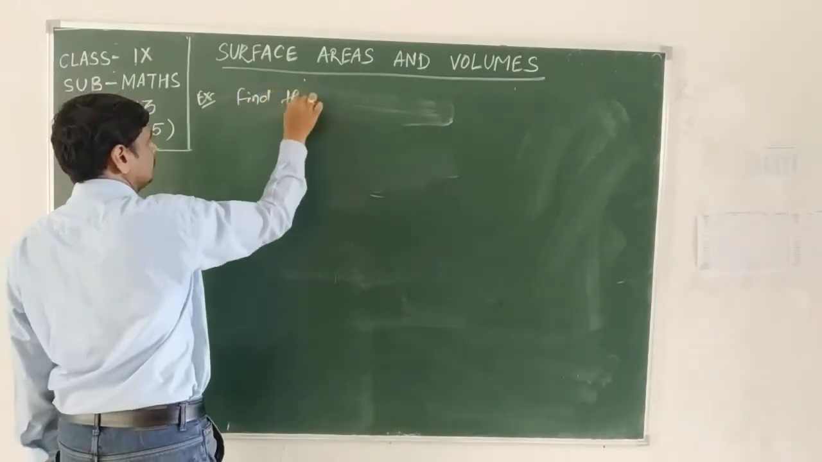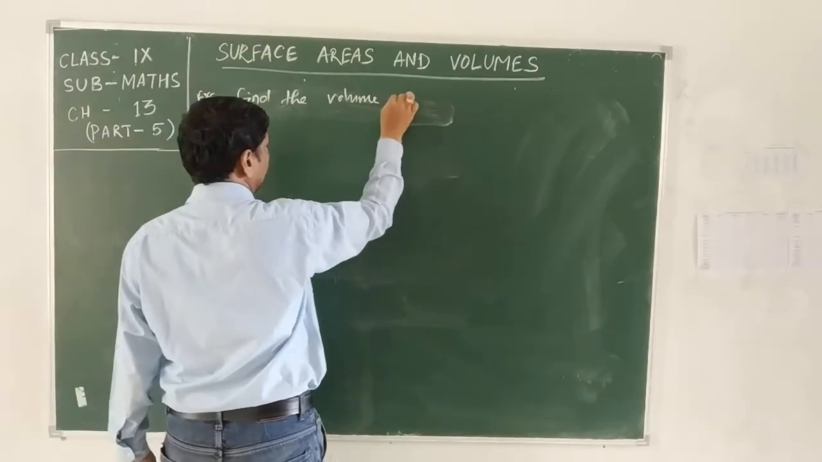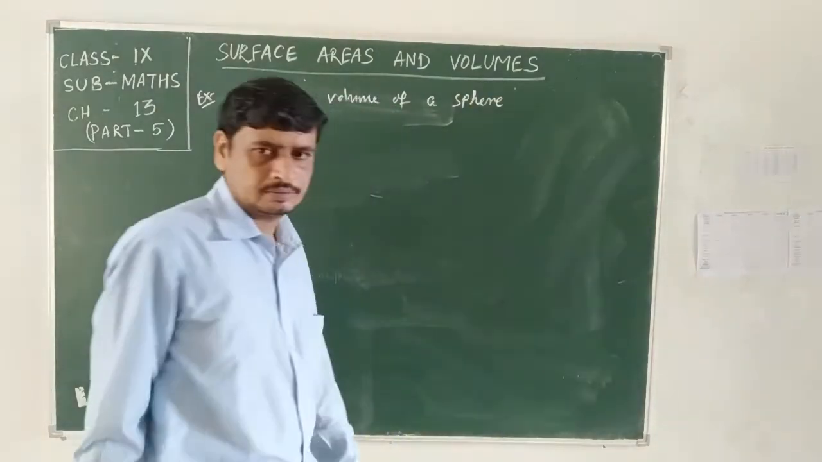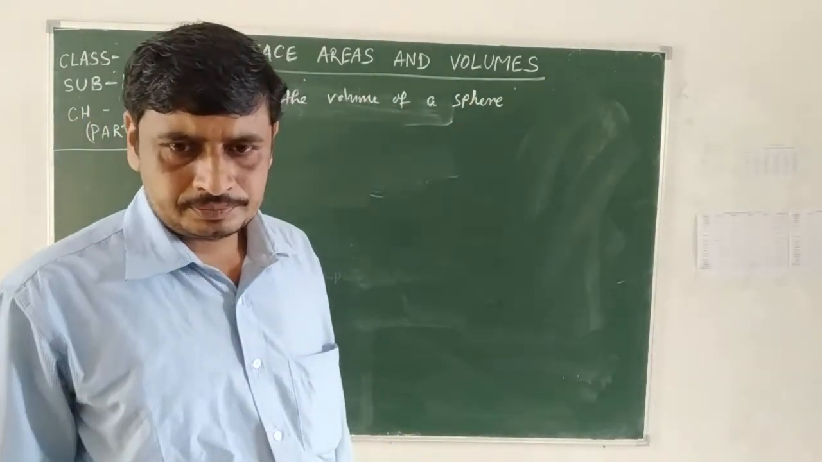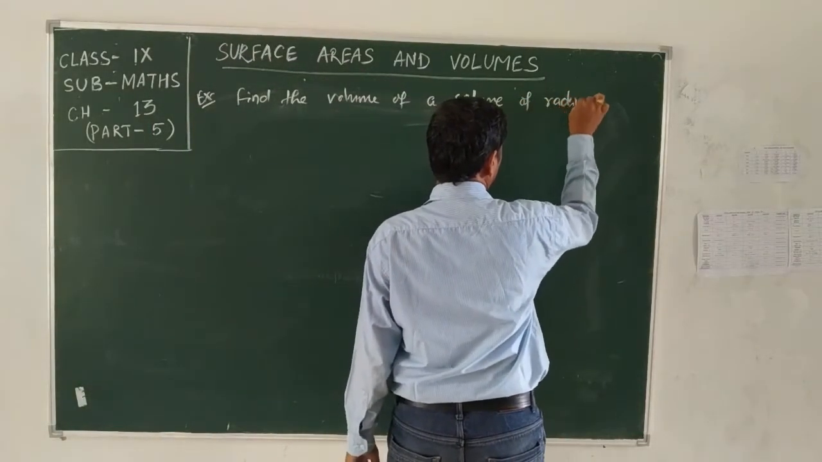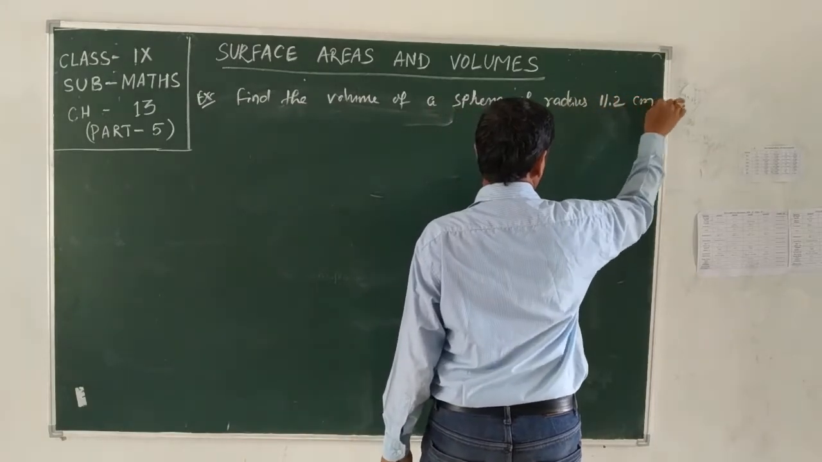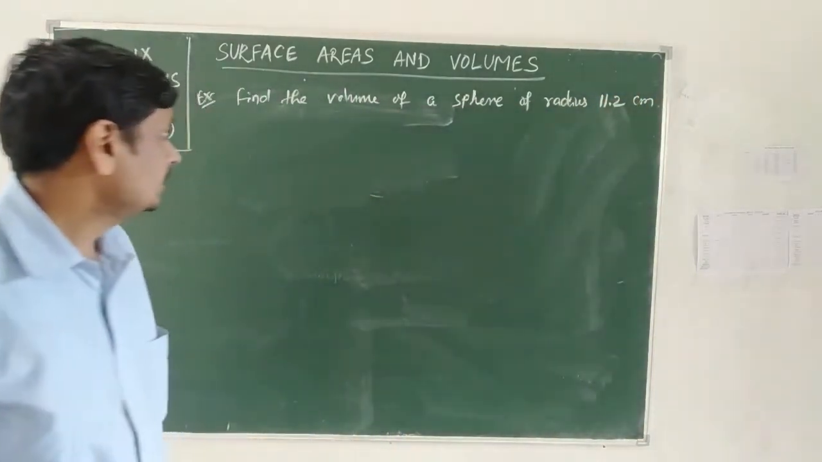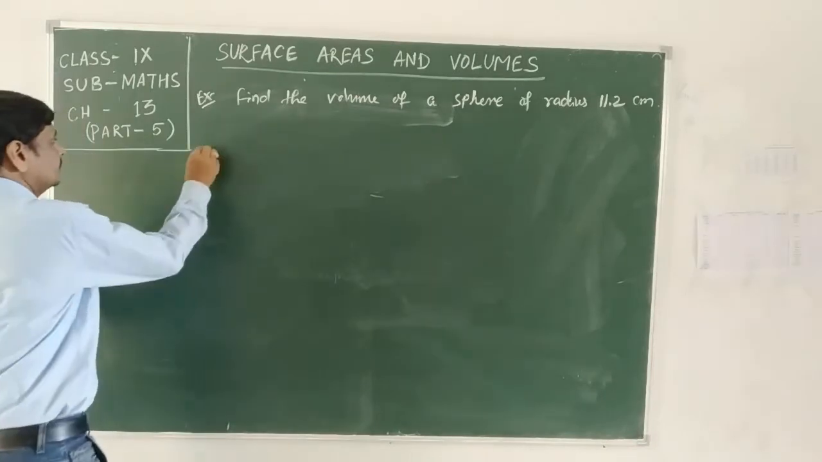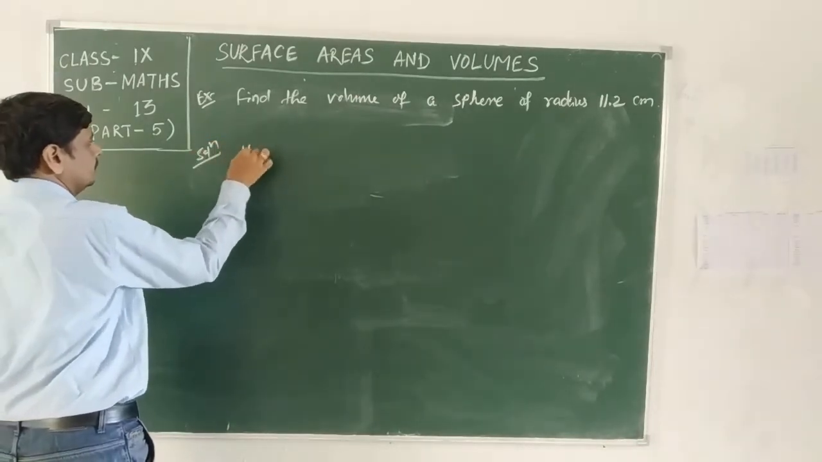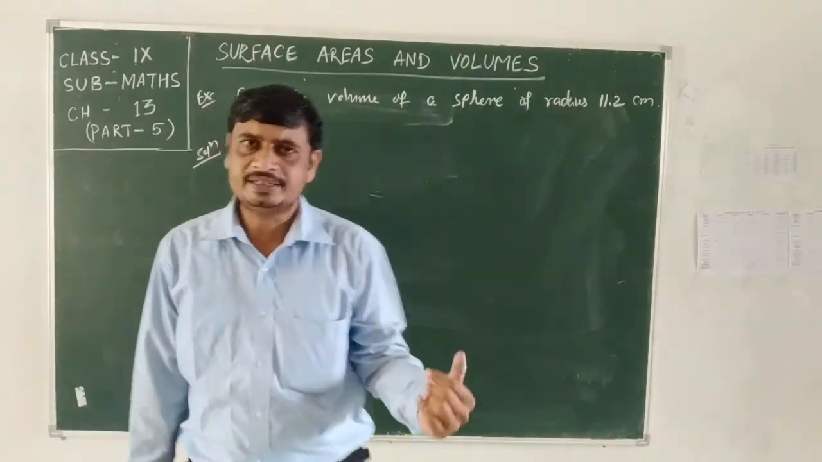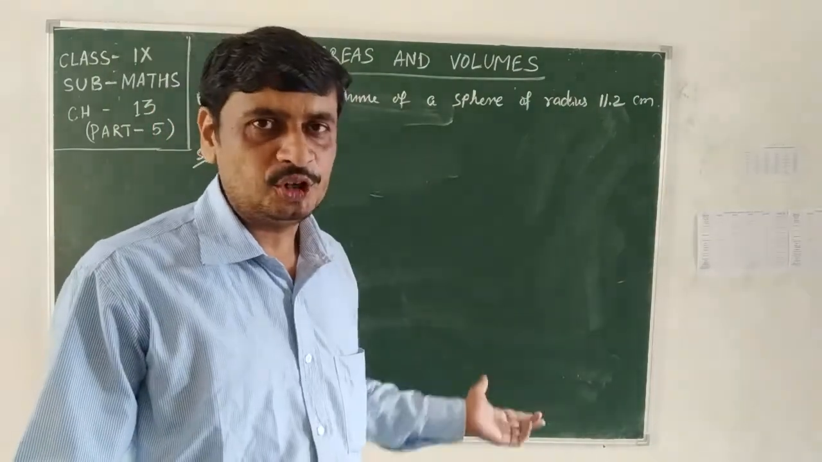Find the volume of a sphere of radius 11.2 cm. How to solve it? Here it is given the radius of the sphere, and it is sufficient when it is given the radius to find the volume of that sphere.